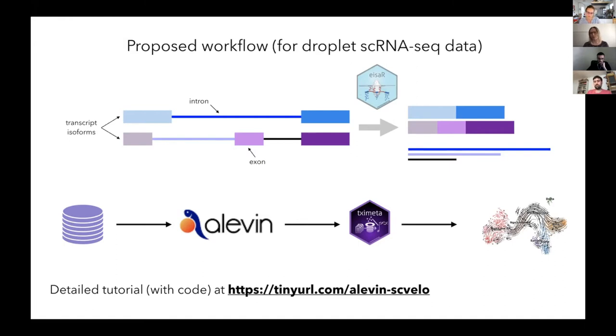Those abundance estimates we then re-import back into R with a Bioconductor package called TXI Meta, that also reformats the data so that you can directly feed it into the velocity pipelines. If you want a detailed tutorial, you can go to this URL here.